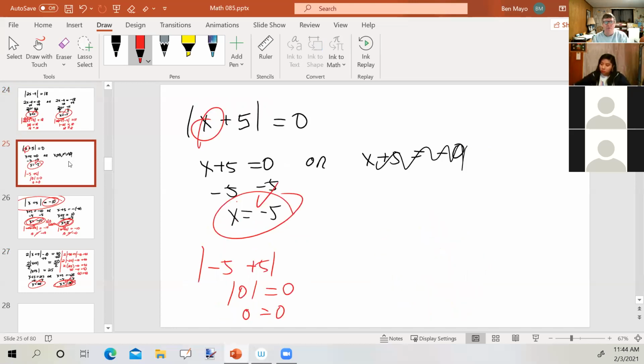If you have an absolute value equal to 0, you only get 1 unique equation. So solve the equation and check your work.